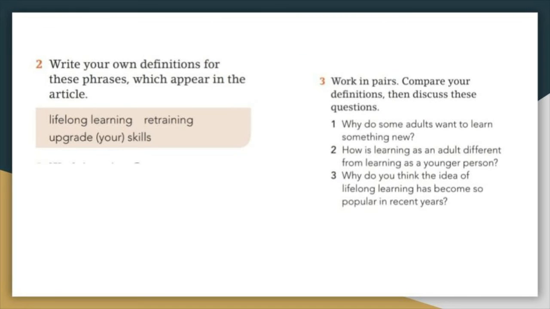Now for the next part, you are going to write your own definitions for the following phrases that appear in the article. Then you can check your definitions with the ones that are on the internet or in a dictionary. And then if you have someone to work with, you can compare and discuss the questions that are in activity number 3 with the 3 questions.